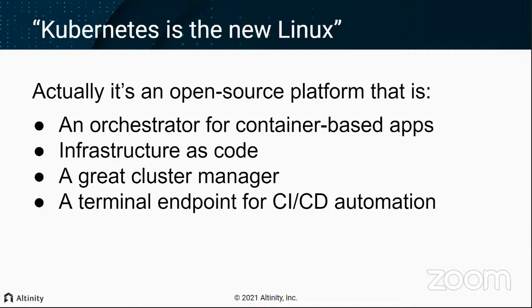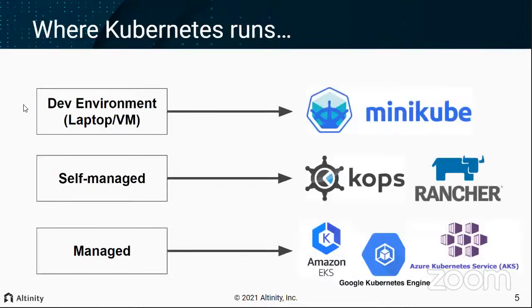And finally, it's a pretty common endpoint for CI/CD automation. Because you can work through APIs, you can have CI/CD pipelines that will deploy applications, and at the end of one of your pipelines, you can basically deliver files to Kubernetes, and then set things up in your Kubernetes cluster.